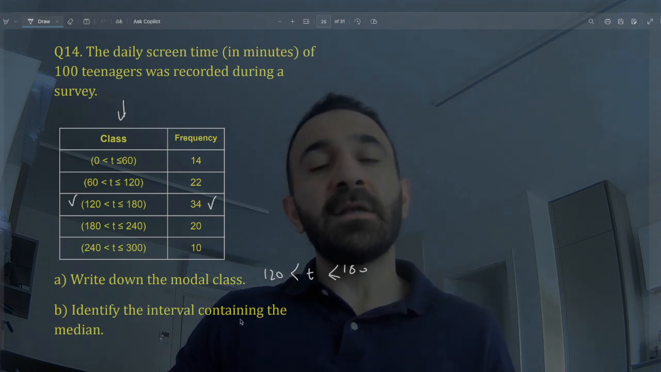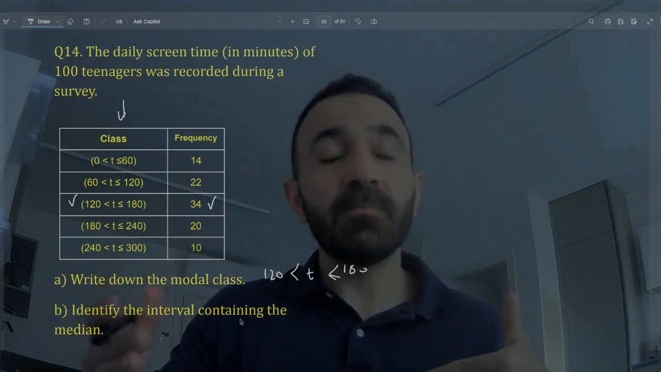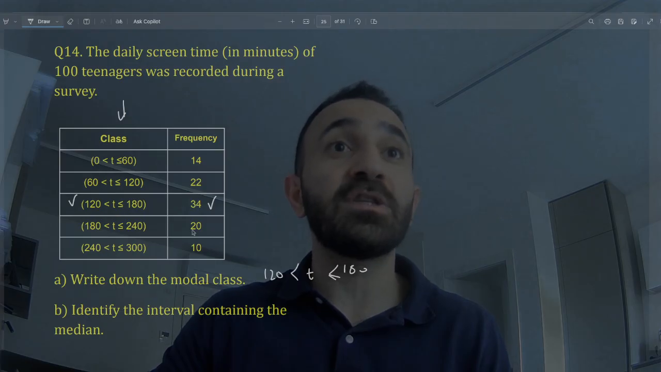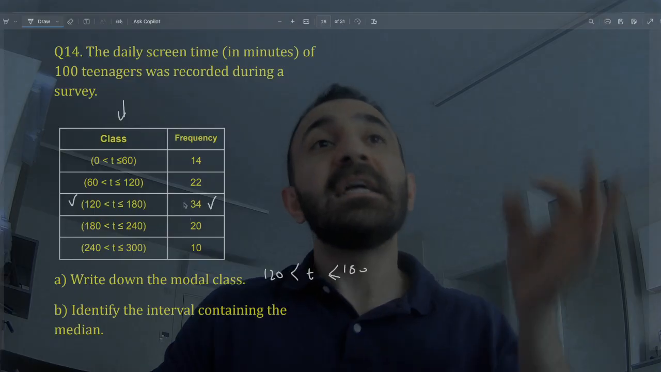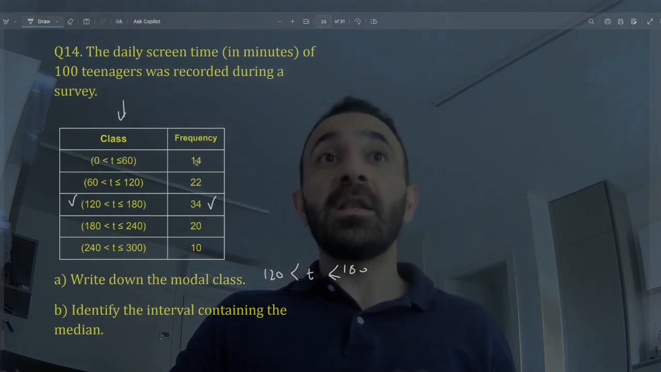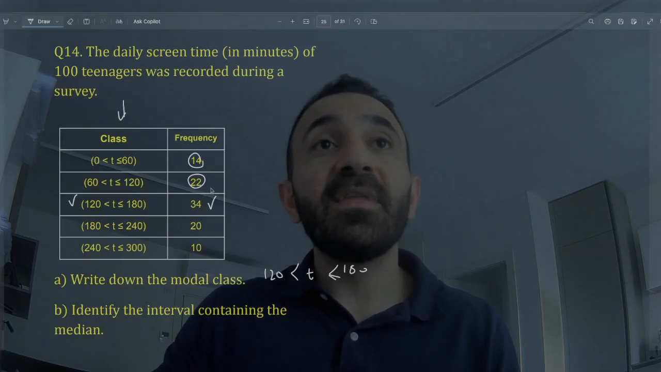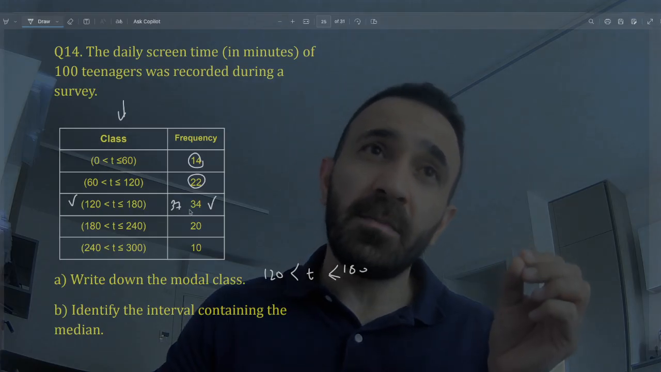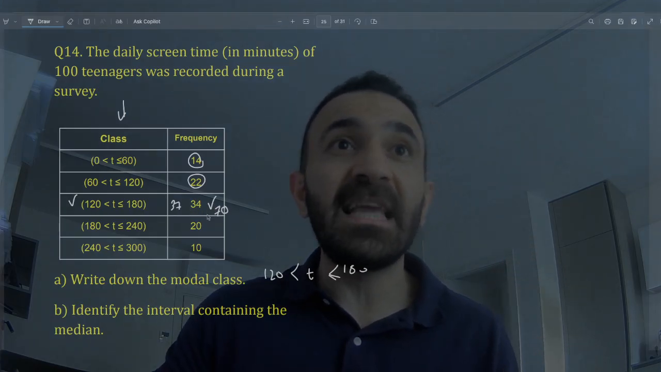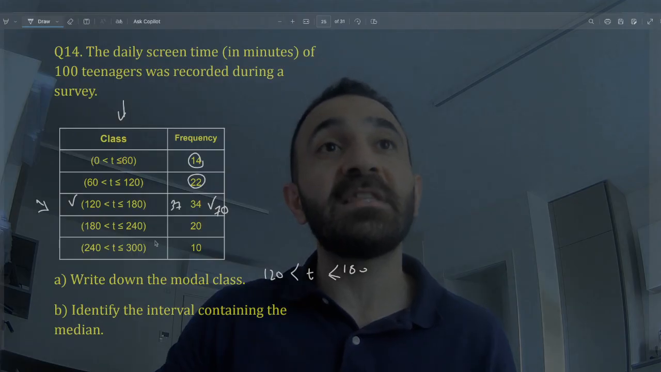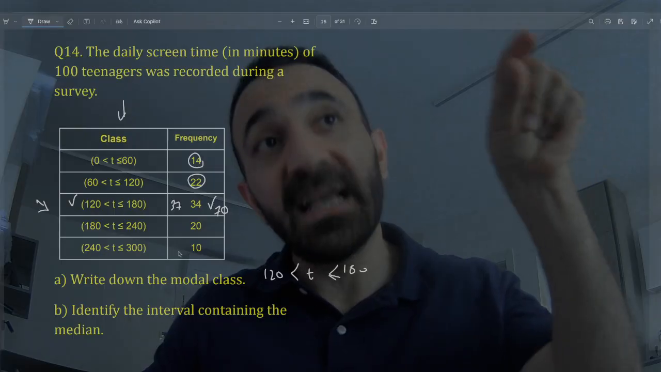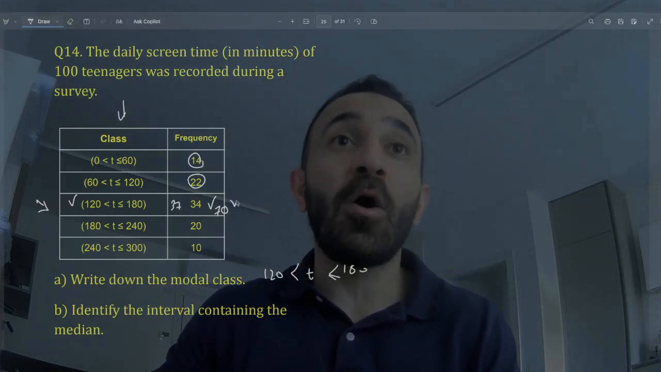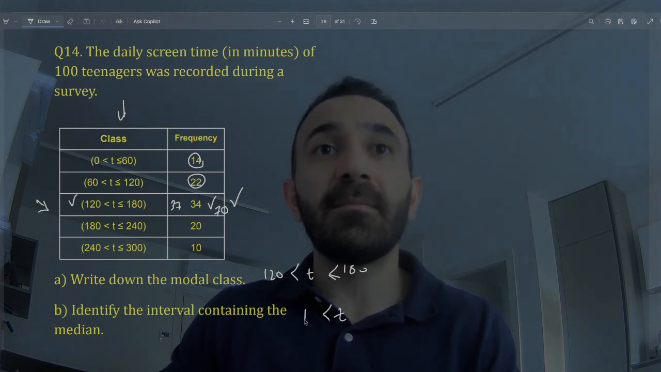So in order to find the median, I have to put the data in order. Okay. I have 100 data. Why? Because 14 plus 22 plus 34 plus 20 plus 10 gives you 100. The data number 50 gives you the median. So 14 plus 22 is 36. So from data number 37 to data 70, they are in this class here. So definitely data number 50 is in that class from 120 to 180. So this class also contains the median.